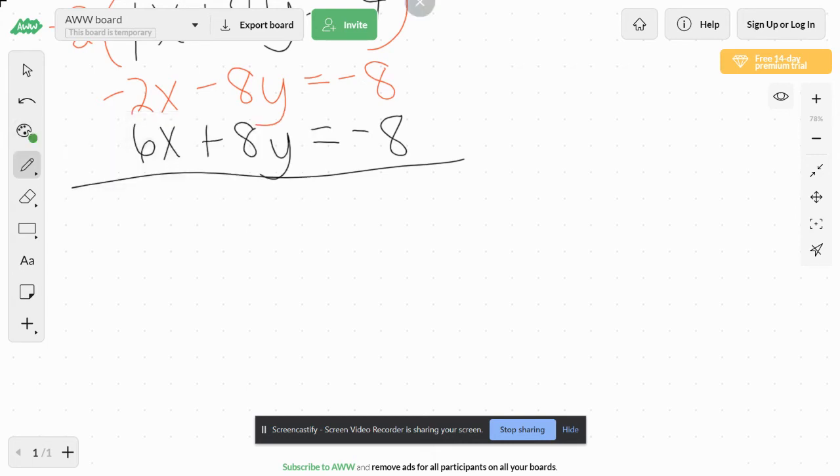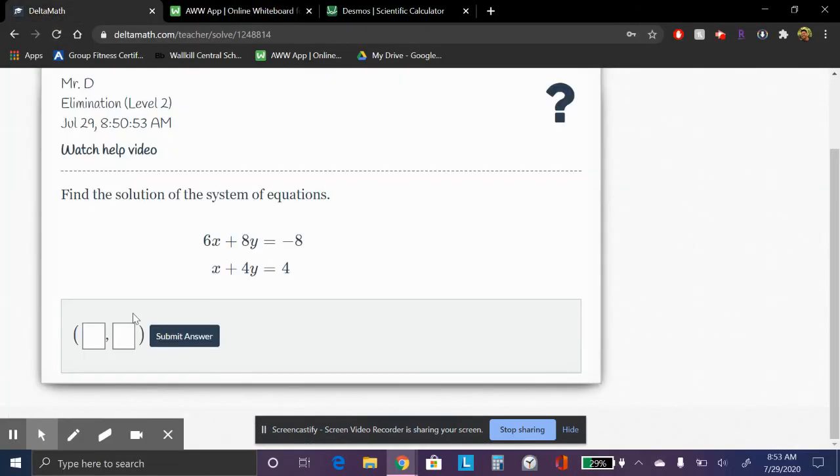So negative 2x plus 6x is 4x. Negative 8y plus 8y cancels. Careful, negative 8 and negative 8 is not 0. It is negative 16. Divide both sides by 4, and you get x is negative 4. All right, so that means we're going to go back here. X is negative 4.